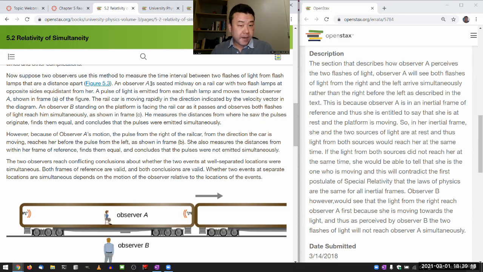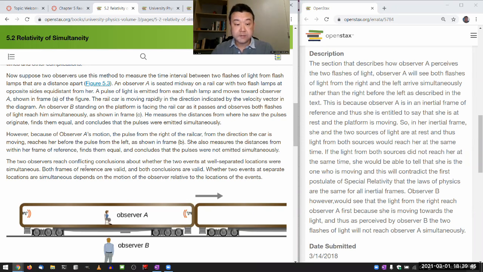Observer A is seated midway on a rail car with two flash lamps at opposite sides equidistant from her. A pulse of light is emitted from each flash lamp and moves toward observer A, shown in frame A of the figure. The rail car is moving rapidly in the direction indicated by the velocity vector in the diagram.